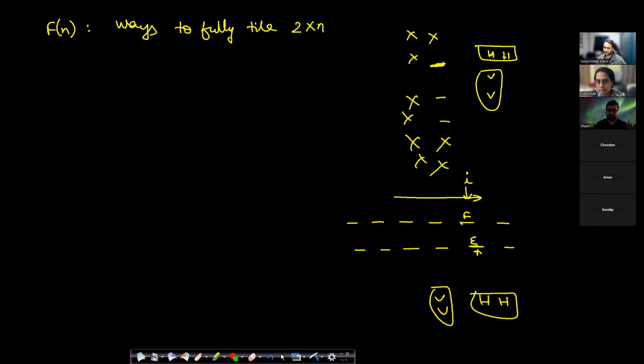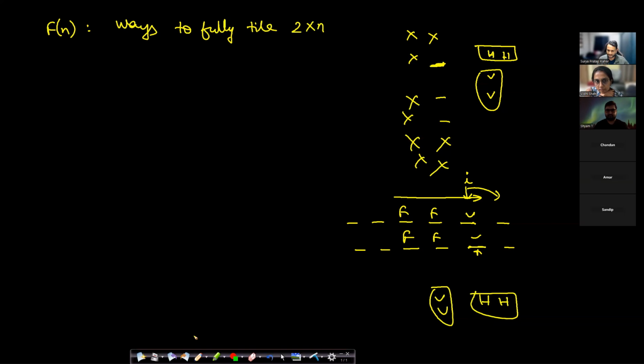Entire column will be empty, isn't it? But this will give me two configurations. Like, let's say this was full, full, full, and everything to the left was full, and this is an empty cell. Then in this case, at this empty cell, I can apply a horizontal bar and go to I plus 2 directly. Or what I could have done is, I will apply a vertical bar and I will go to I plus 1.